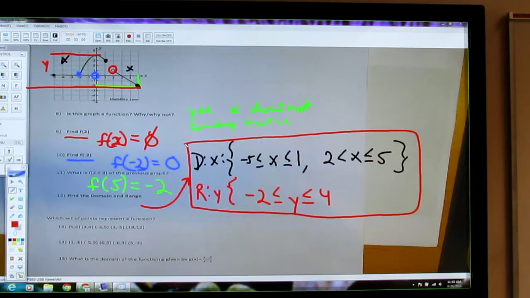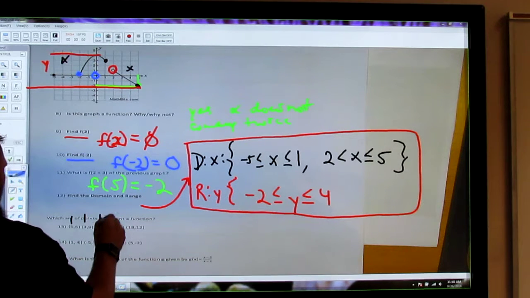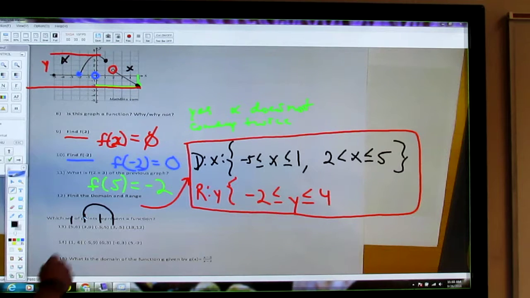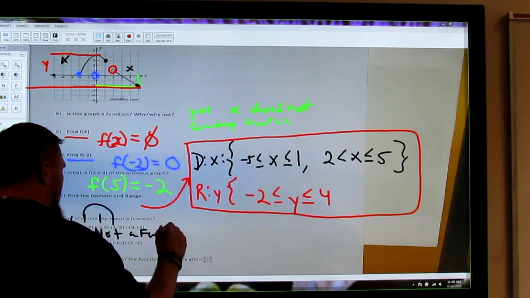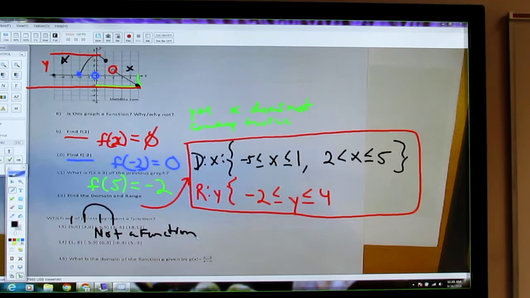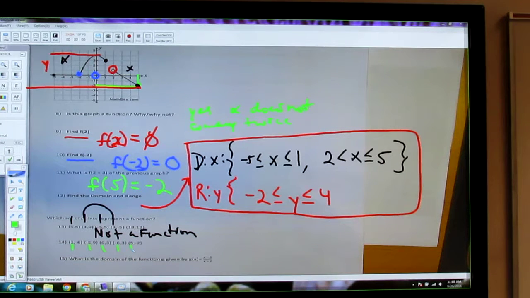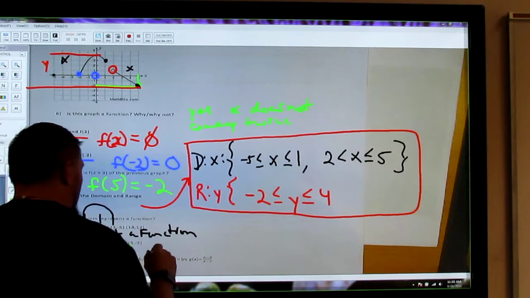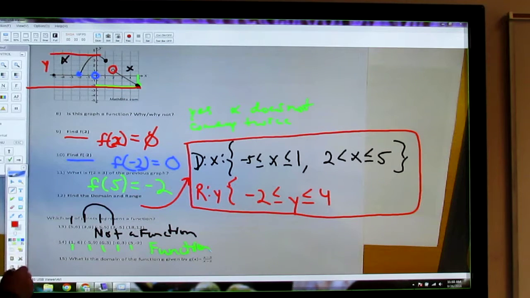Okay, the next part. Is this a function? Well, you look and see if the x has come up twice. This is not the same, not the same, not the same. Oh, these are the same. This is not a function. Okay? Is this the same? Is this the same? Is this the same? None of those are the same, right? So this is a function. Okay?